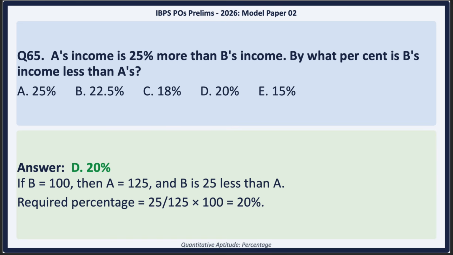We aren't comparing the $25 gap to B's 100 anymore. We're comparing it to A's 125. So we ask, 25 is what percentage of 125? And 25 over 125 simplifies to 1/5, which is exactly 20%. B earns 20% less than A.